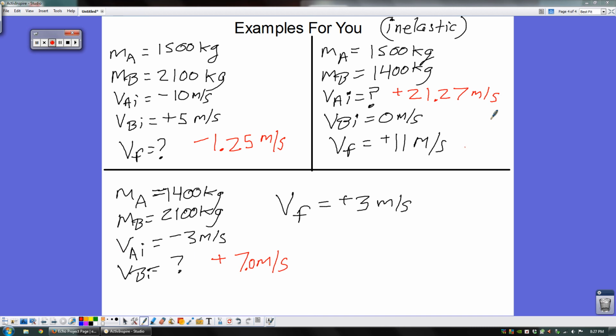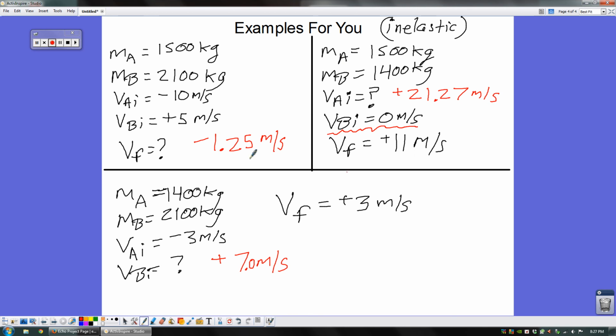Ta-da! Here are the correct answers. So this one you solve exactly like we did the example problem I just walked you through. This one, first you got to solve for the final momentum. Realize that the final momentum equals the initial momentum. Realize that car B has no momentum initially, so all of the final momentum is in car A. You divide out the mass, you get an answer.